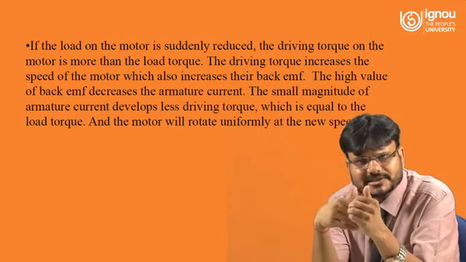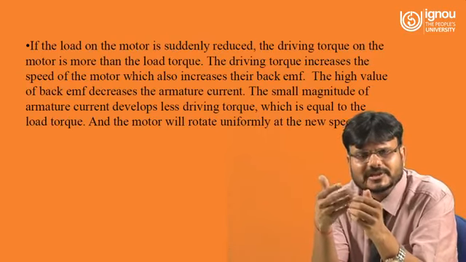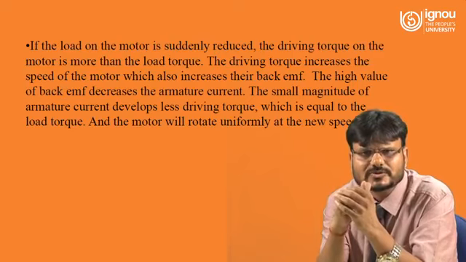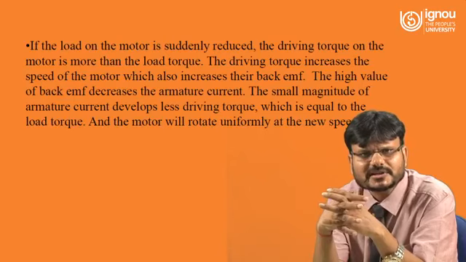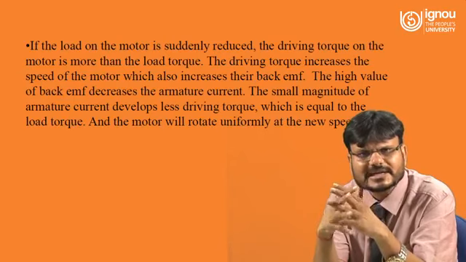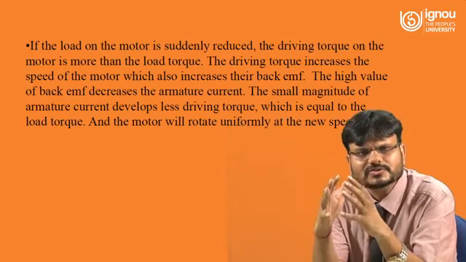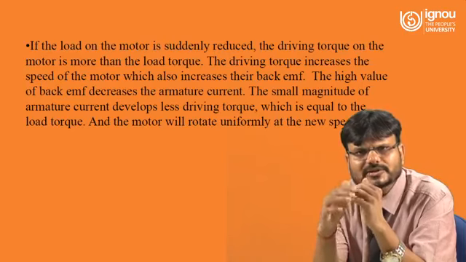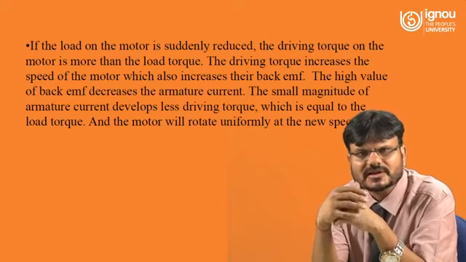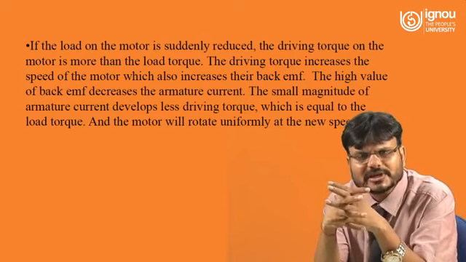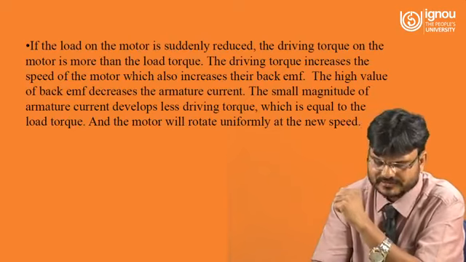Because the armature current is reduced, what will happen? That means the value of the torque will also reduce. So the small magnitude of armature current develops less driving torque, which is equal to the load torque, and the motor will rotate uniformly at a new speed. So this is the importance of the back EMF in the case of the DC motor.